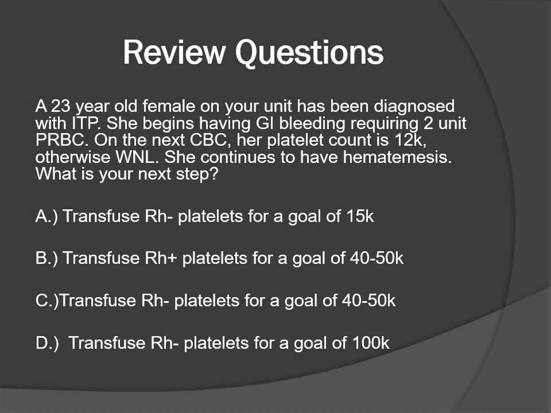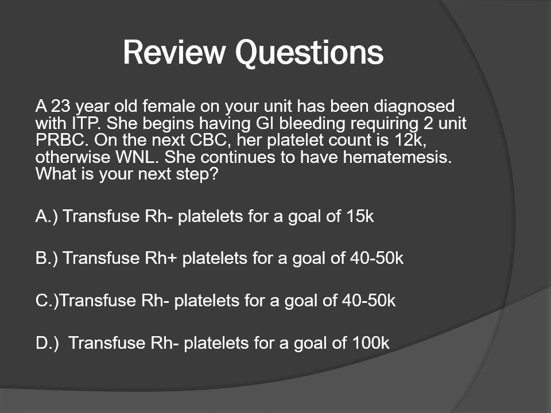Next question, a 23-year-old female in your unit has been diagnosed with ITP. She begins having GI bleeding requiring 2 units of packed red blood cells. On the next CBC, her platelet count is 12,000. She continues to have hematemesis, so she's having an active bleed. So what's your next step here? There's 2 things to consider. What do we want to get her platelets to, and does it matter if she gets Rh positive platelets?